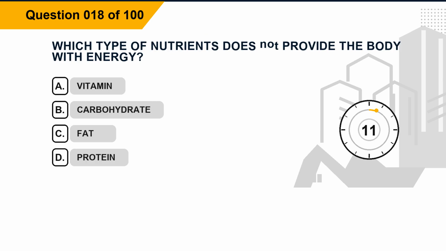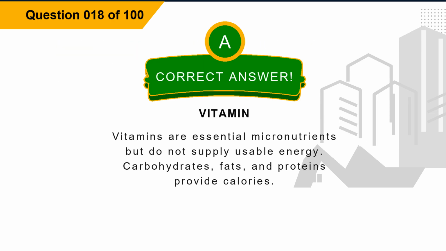Question 18. Which type of nutrients does not provide the body with energy? Option A, vitamin. Option B, carbohydrate. Option C, fat. Option D, protein. The correct answer is option A, vitamin.